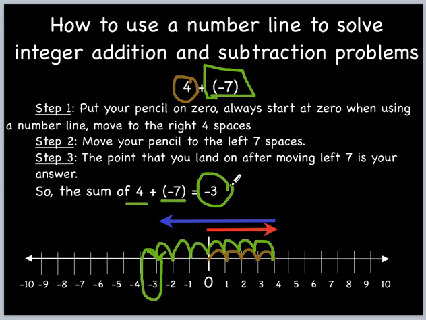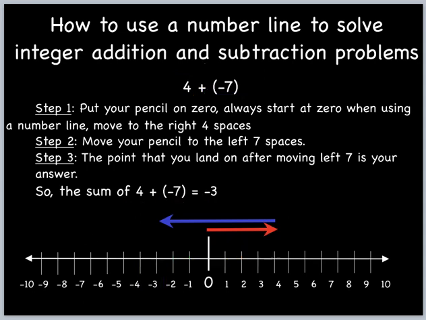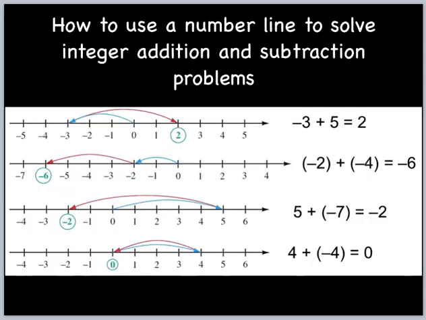So that is how to use a number line in solving integer addition and subtraction problems. Let's have more practice. I want you to look at these few examples. So, using a number line to solve integer addition and subtraction. The first example is a negative 3 and a positive 5, which is equal to 2. Let's check if it applies the one that we just previously practiced.